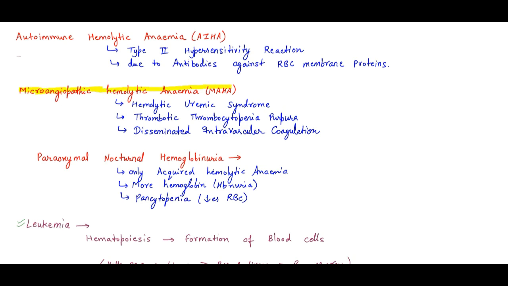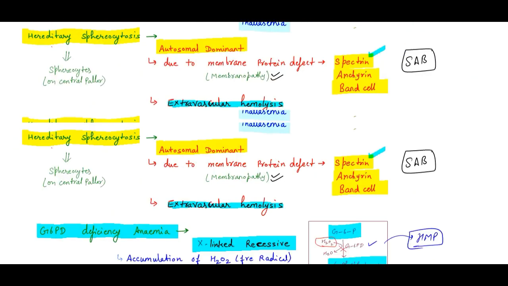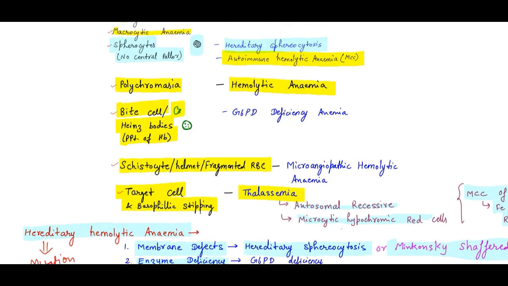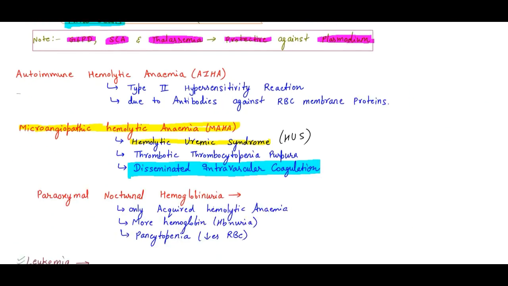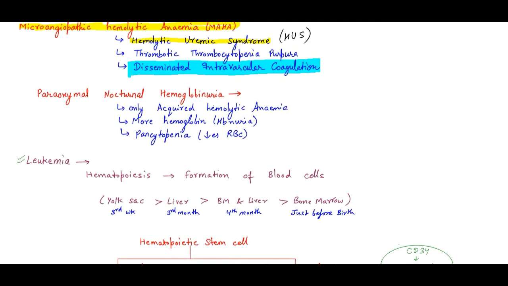Microangiopathic hemolytic anemia, MAHA. Remember its three types: hemolytic uremic syndrome, HUS, thrombotic thrombocytopenic purpura, and disseminated intravascular coagulation. Then what we studied is that in microangiopathic hemolytic anemia, we see schistocytes, helmet cells and fragmented RBCs. Then we have paroxysmal nocturnal hemoglobinuria, only acquired.